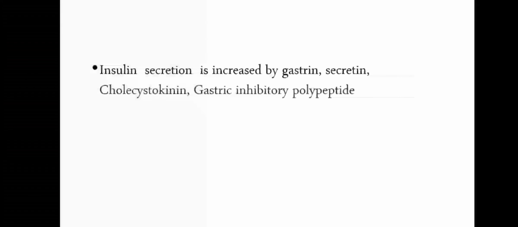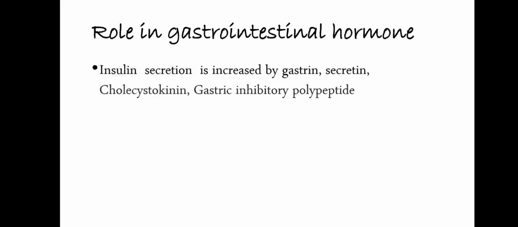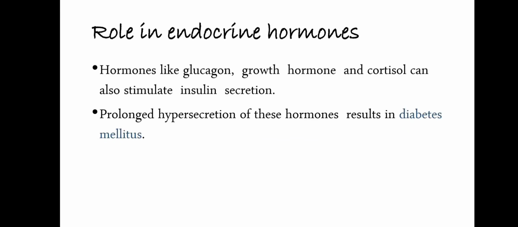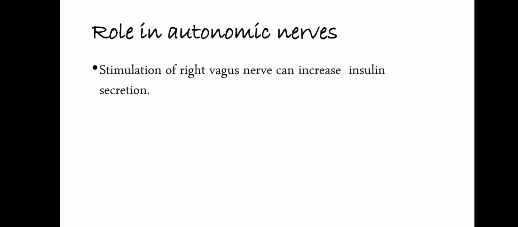Fourth one is the role of gastrointestinal hormones. Insulin secretion is increased by gastrin, secretin, cholecystokinin, and gastric inhibitory polypeptide. Role of endocrine hormones: hormones like glucagon, growth hormone and cortisol can also stimulate insulin secretion. Prolonged hypersecretion of these hormones results in diabetes mellitus. Role of autonomic nerves: stimulation of the right vagus nerve can increase insulin secretion.